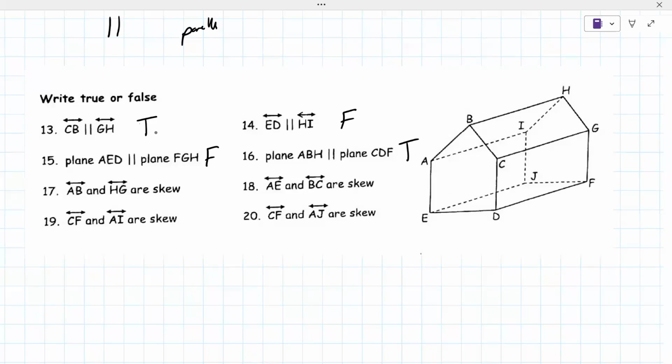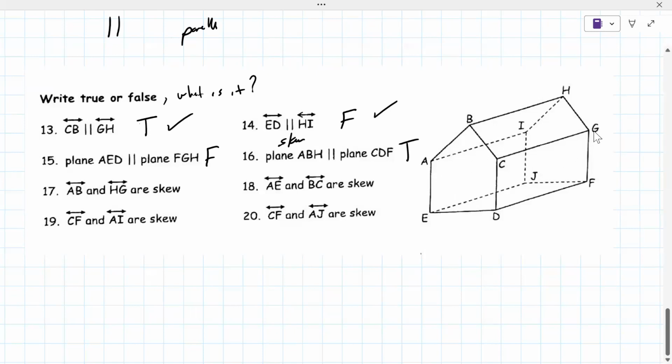All right. The best way for an instructor to grade you on these is, if it's false, to say what it is. Maybe you can give some more clarity. Okay. CB is here on the house roof area. GH, those are parallel. That's the roof. ED is down here. HI is over here. That one is true, but what are they? They're not parallel. What would you call ED and HI? Skew. Yeah, good.